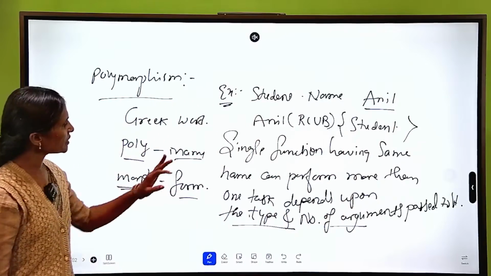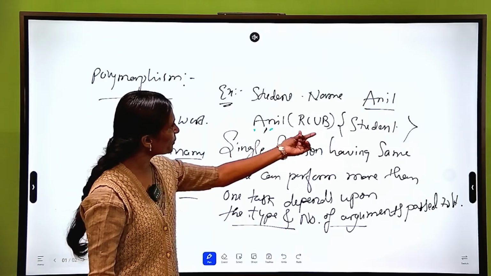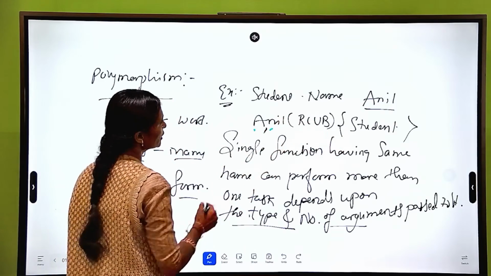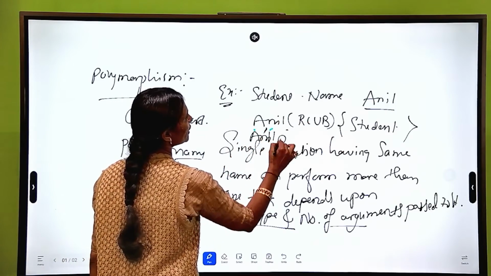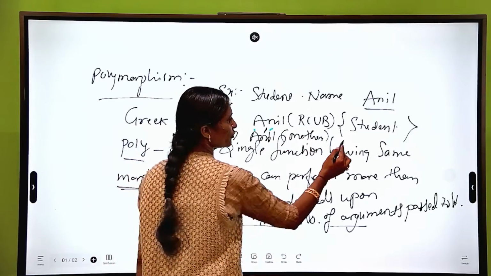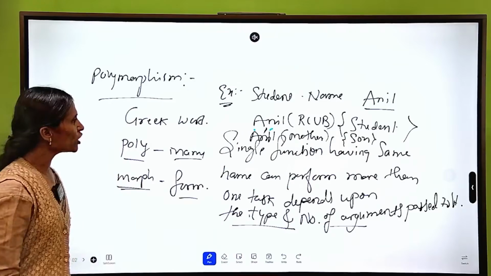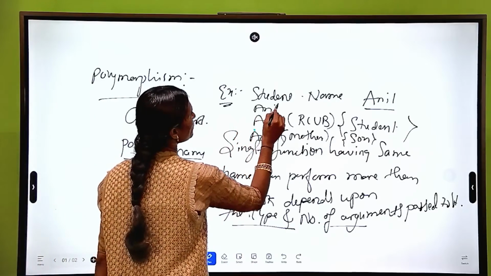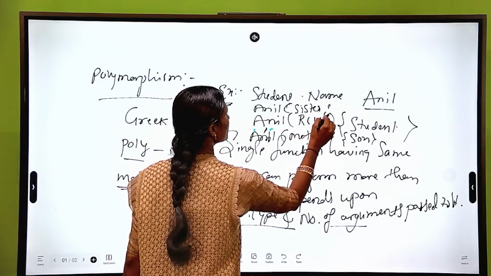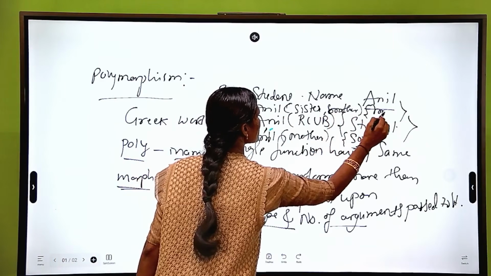Now the name is Anil only, a single function having the same name Anil, but here I have passed a RCUB, then he performs his task as a student. If I pass mother to Anil, the argument is changed. So how is he working now? He is acting as a son. If you go again for Anil and you are passing sister and brother, here he will act as a brother.